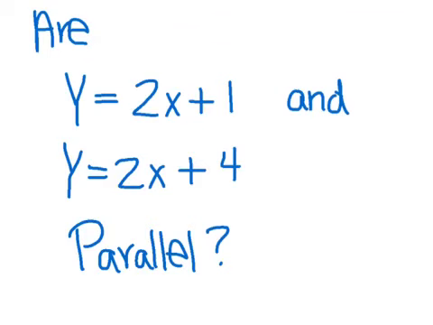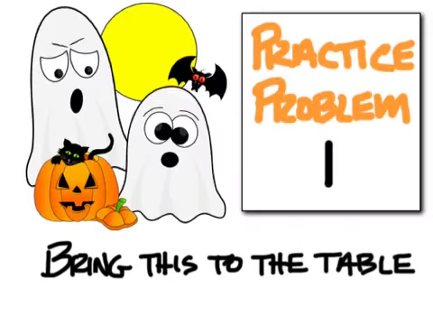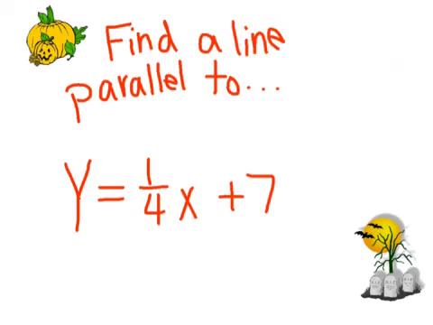Walk by alert. Are y equals 2x plus 1 and y equals 2x plus 4 parallel? The answer to this is yes. How do we know that? Right, we look at our slopes. The slope for this is 2. The slope for our second one is 2. The slopes are the same, so that means they are parallel.